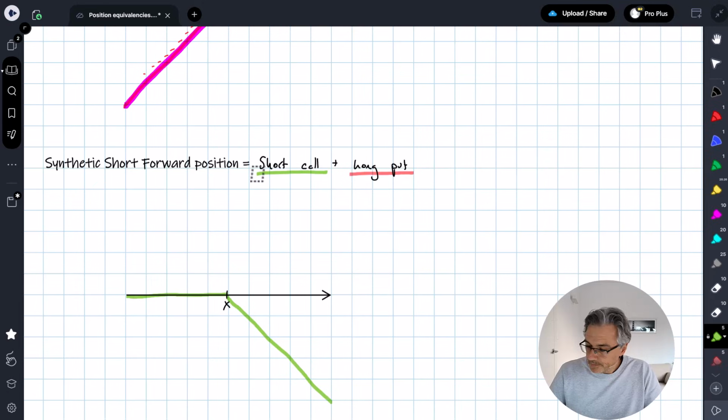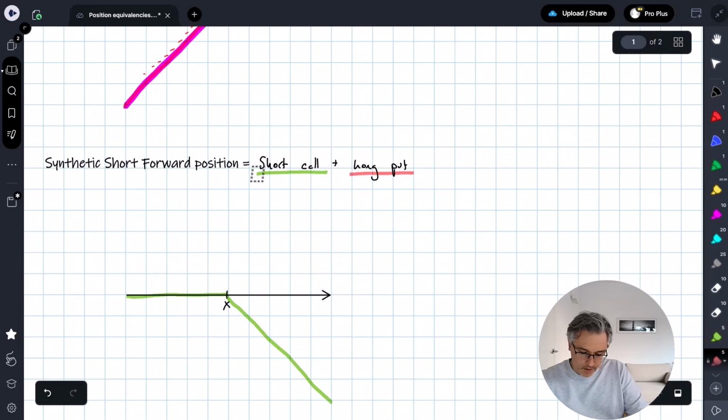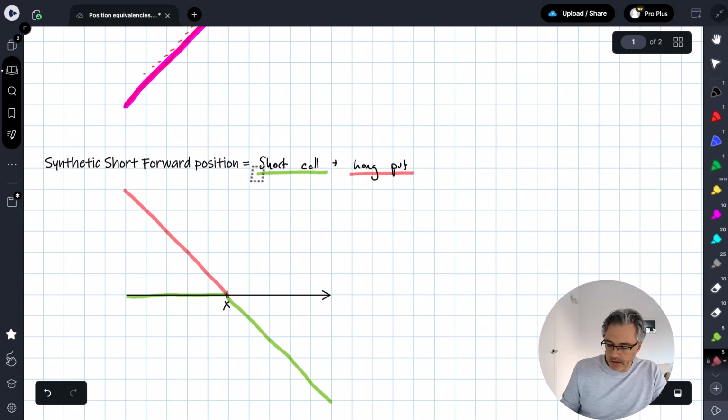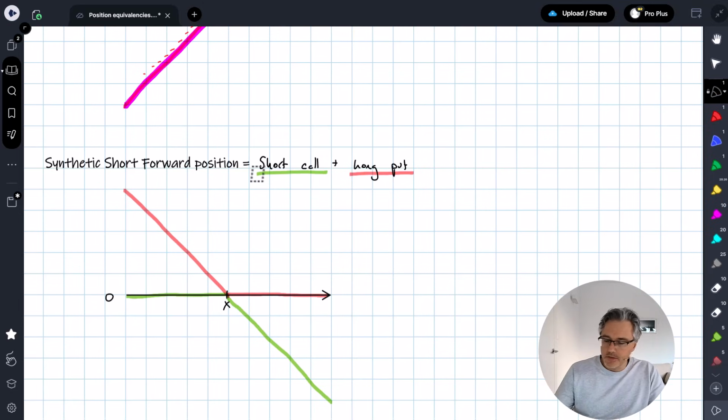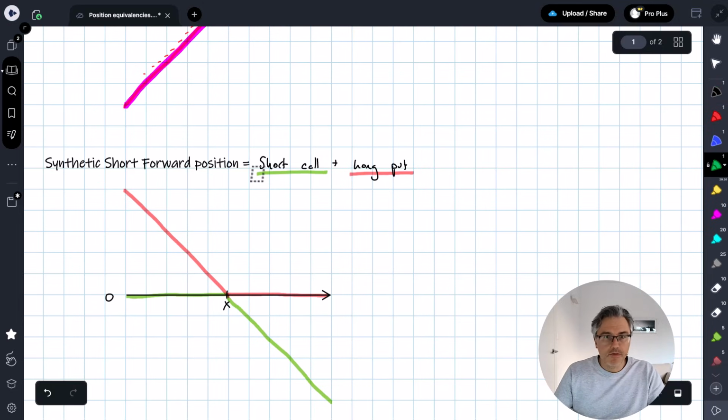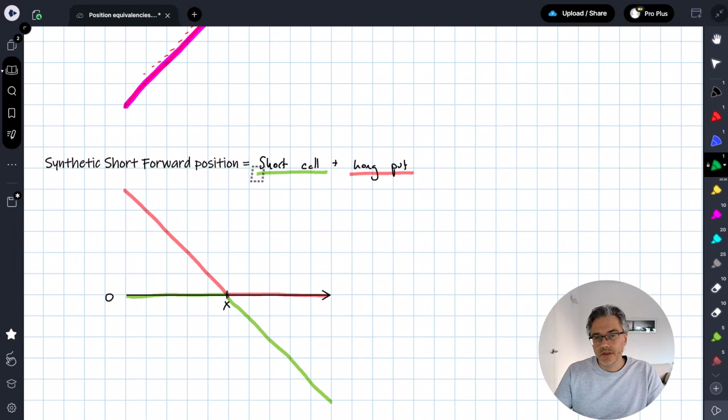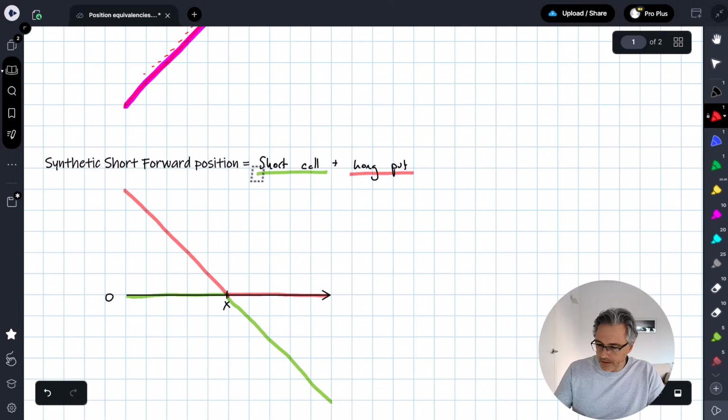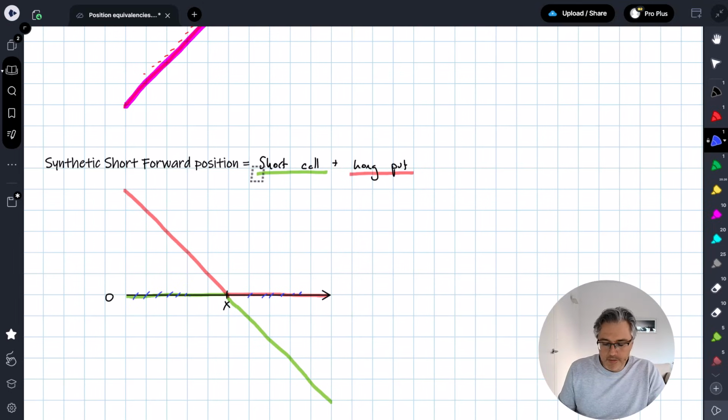With a long put, we're going to have, let me just make sure I get this right, yes, starting like this, going diagonally down like this, and to the right-hand side of X we are back at 0. And now, same analogy as before, what happens when you combine the two? Basically these horizontal lines at 0 become more or less redundant. They're not doing anything to the overall payoff.